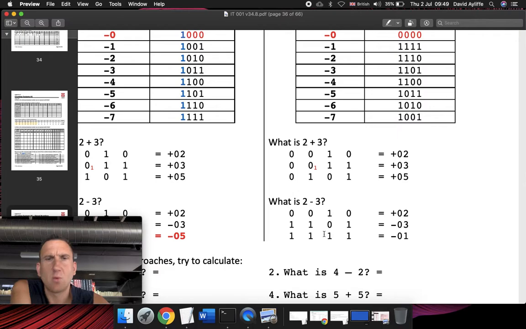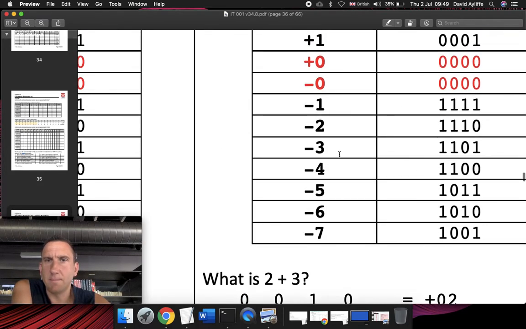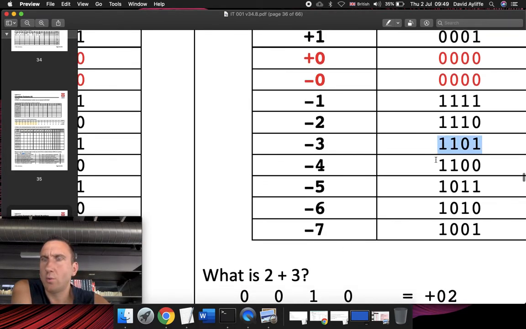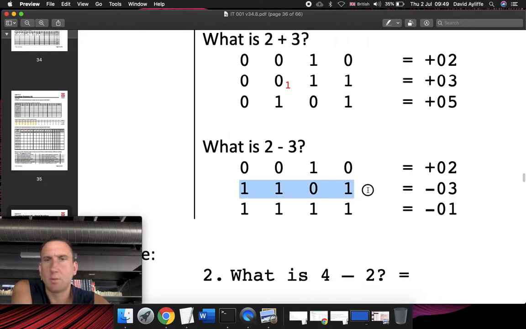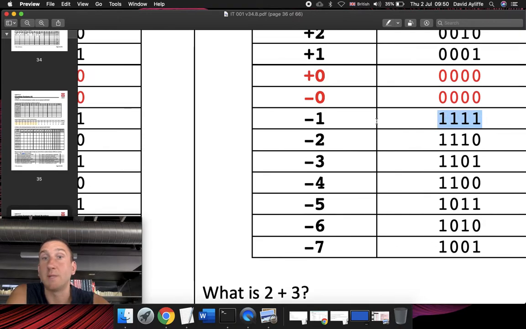Yeah. What about negatives? Yeah, let's see if this works. So that's positive 2, negative 3, 1, 1, 0, 1. Okay, so now we can just add these. 0 and 1 is 1. 1 and 0 is 1. 0 and 1 is 1. 0 and 1 is 1. 1, 1, 1, 1. Oh, what's that? 1, 1, 1, 1 is minus 1.